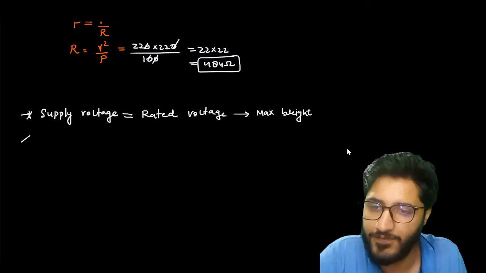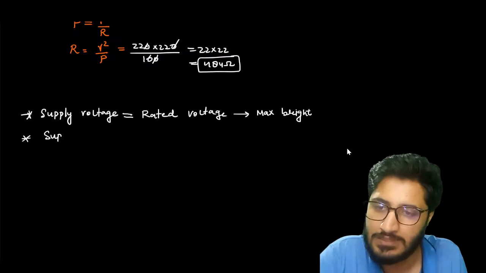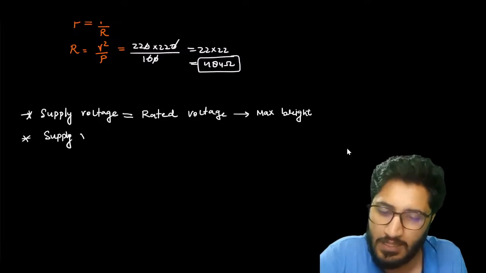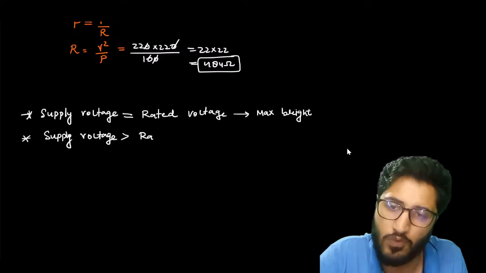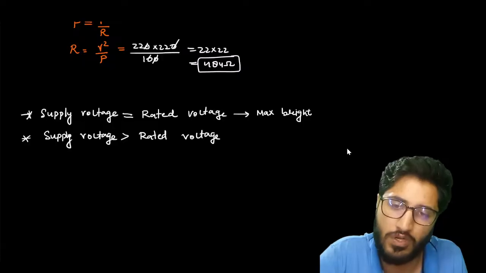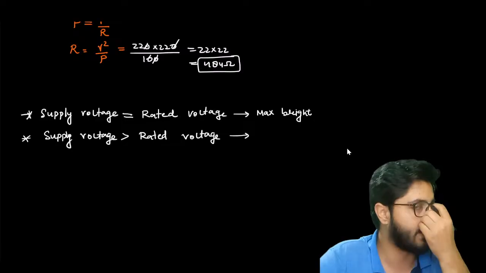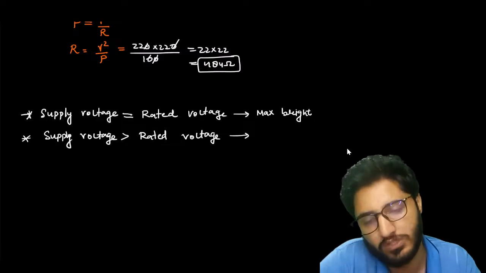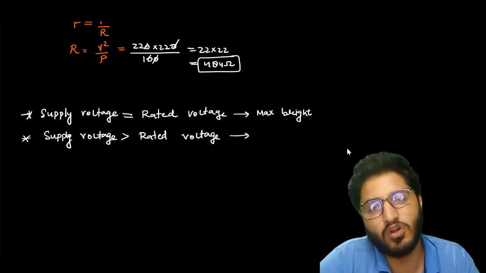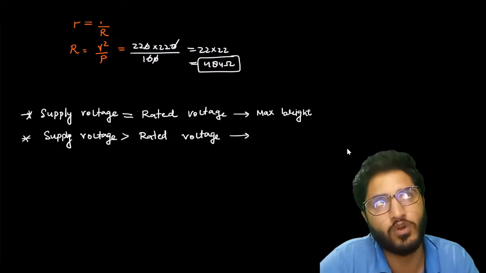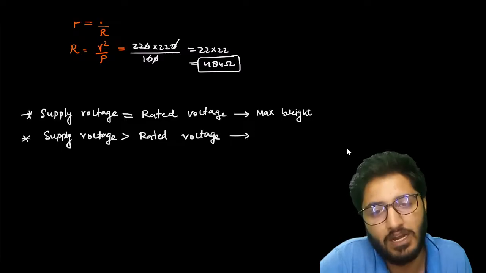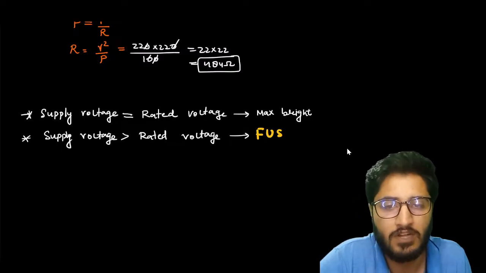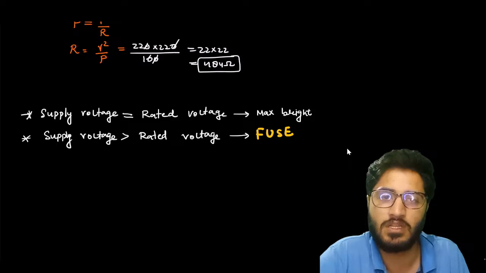Okay. If supply voltage is more than rated voltage, that means we manufactured it up to 220 volt, but let us suppose with some sort of fluctuation we got 440 volt. What will happen? My bulb will fuse. It will get burned.